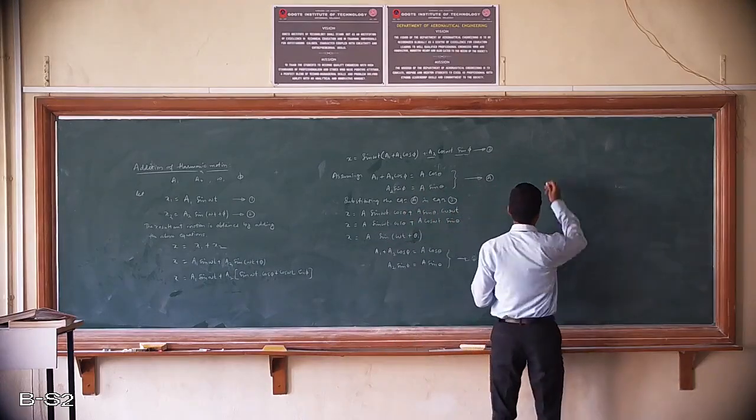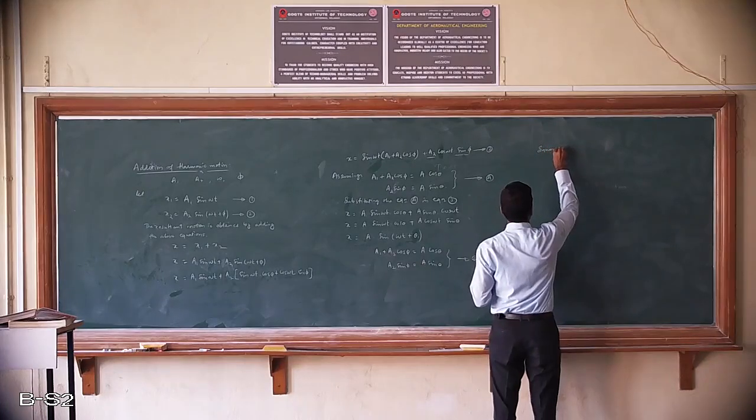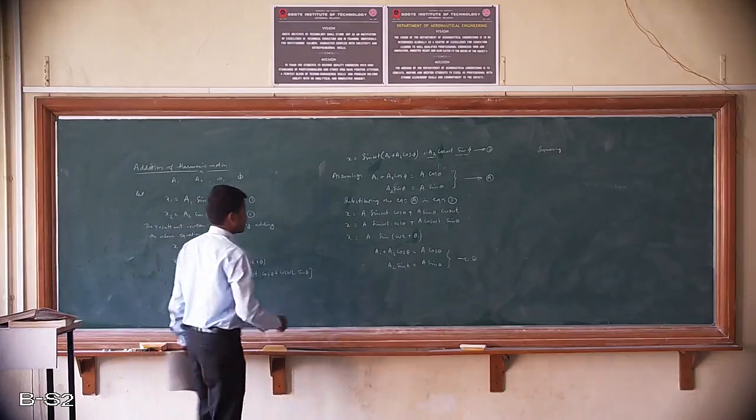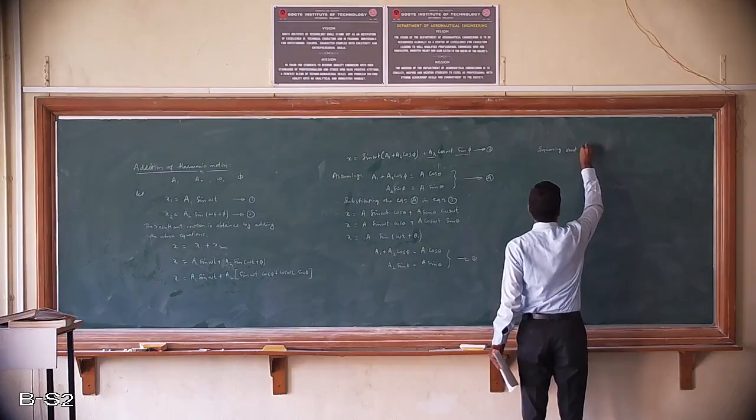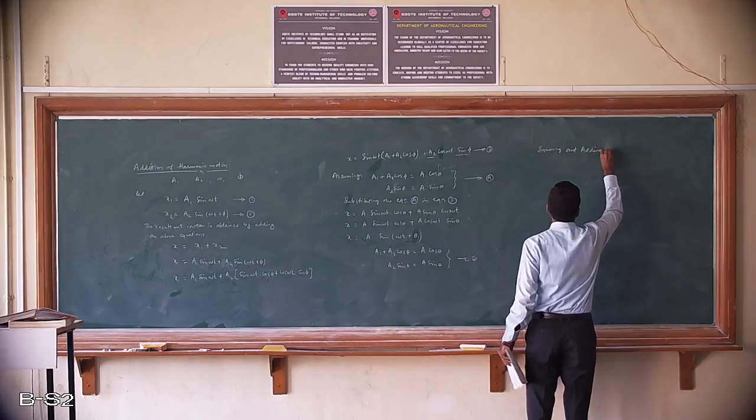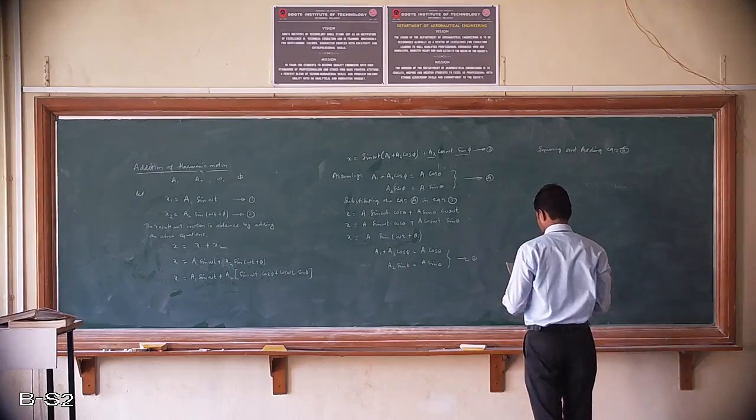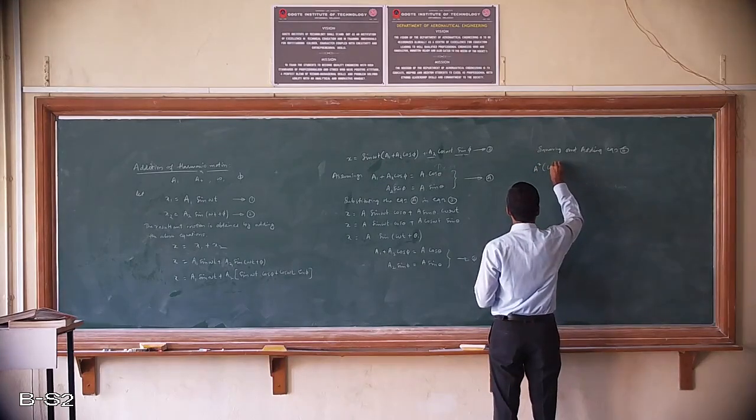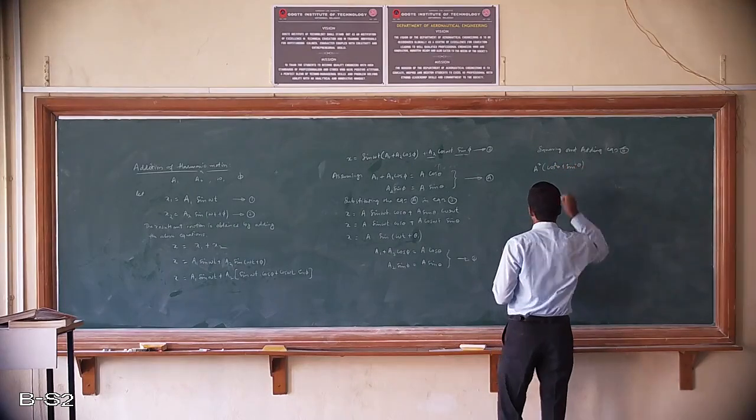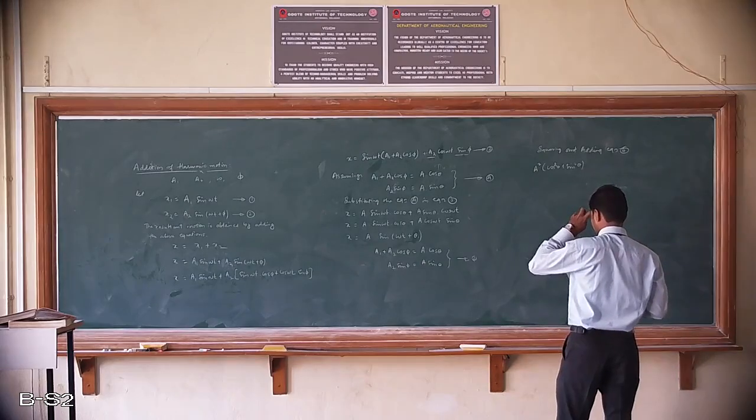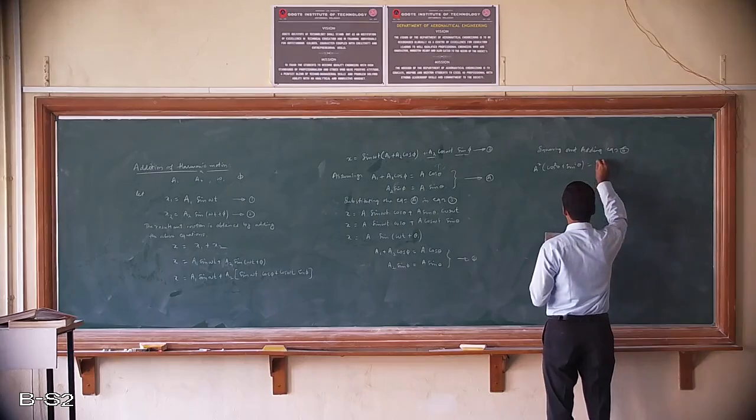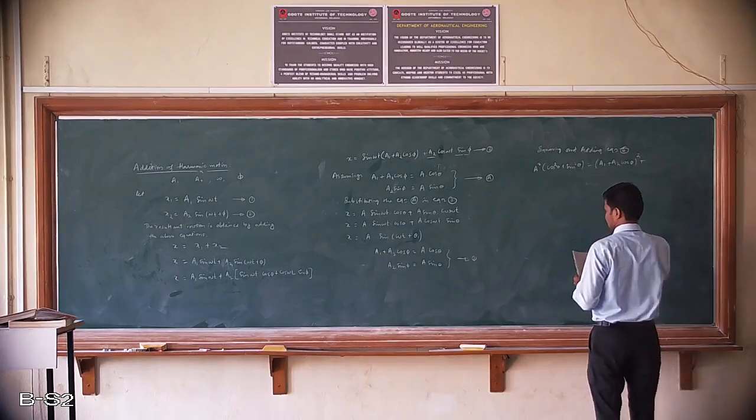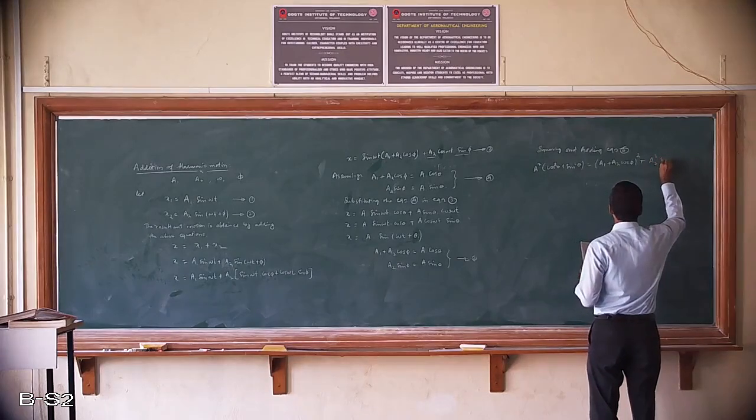Squaring and adding the equations, what we are going to get is a square into bracket cos square theta plus sin square theta, which is equal to a1 plus a2 cos phi whole square plus a2 square sin square phi.